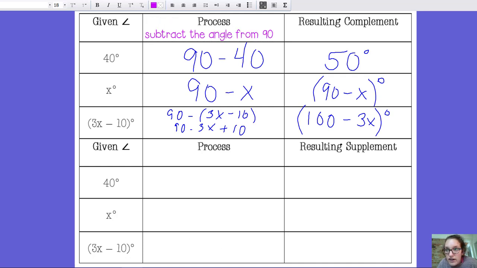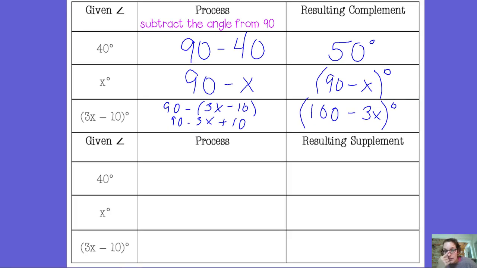Okay, so if we're going to try and find the supplements, two angles that are supplementary add up to 180. So if we're trying to find the supplement of an angle, we're going to subtract it from 180. So the supplement of 40, we're going to do 180 minus 40. The resulting supplement is 140 degrees. 40 degrees plus 140 degrees adds up to 180. They're supplementary. So the supplement of 40 is 140.